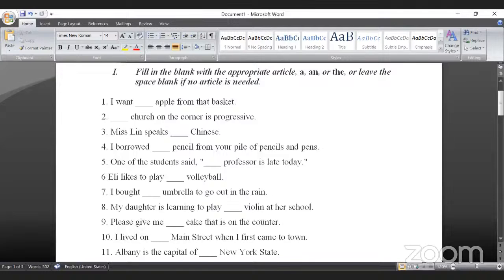Okay, my daughter is learning to play music at her school. Do we say it like that?